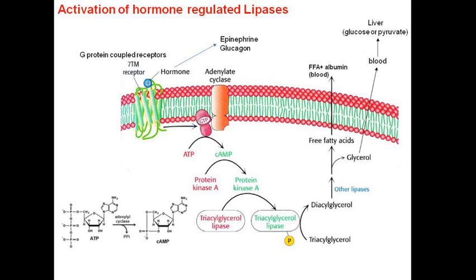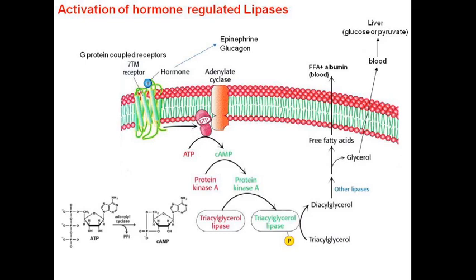It will go and activate several processes in the cell, and one such activation that is carried out by cyclic AMP is activation of protein kinase A. Once this protein kinase A is activated, as the name suggests, it's a kinase. It will go and carry out phosphorylation reactions.